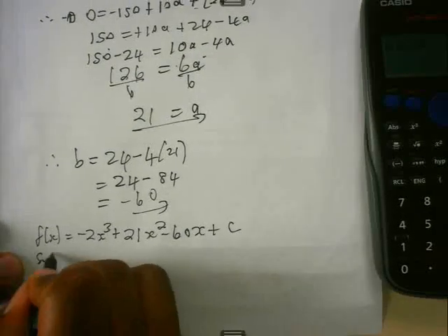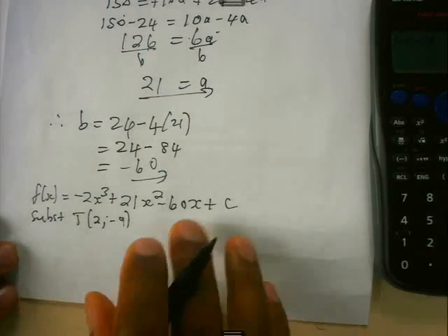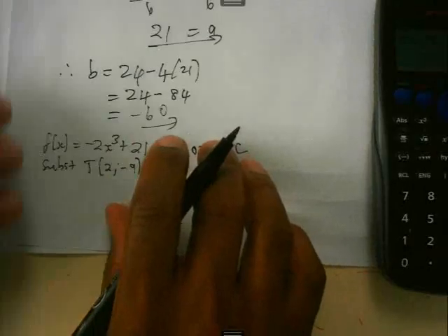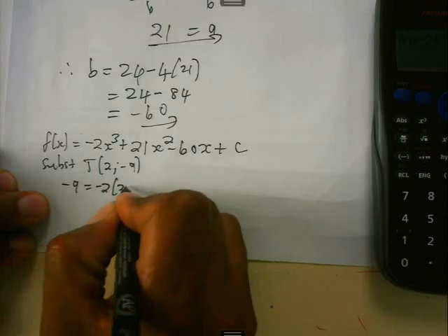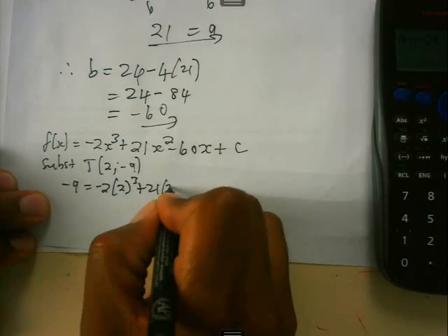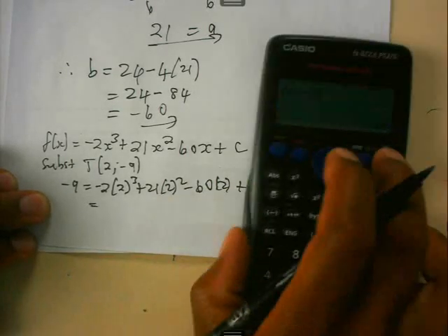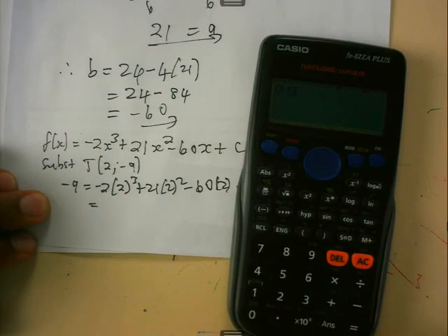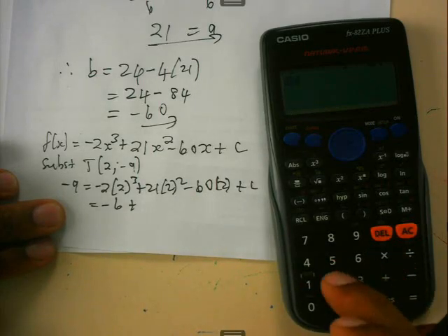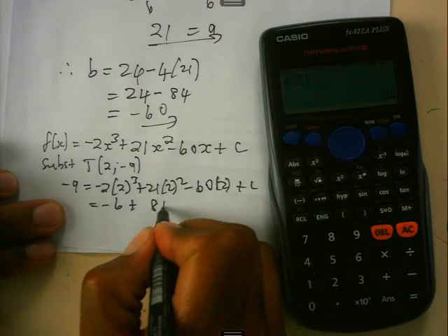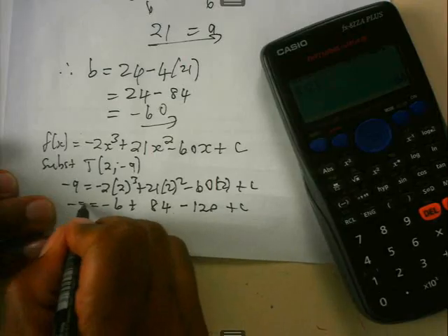It means now we substitute the point T where x is 2 and y is minus 9. Let us see what you're going to get there. Then we have minus 9 equals minus 2 into 2 to the power of 3, plus 21 times 2 squared, minus 60 times 2, then plus c. Let us now simplify. That is 8 times minus 2. That will be minus 16 here, plus 4 times 21, that will be 84. Then minus 120 plus c equals minus 9.